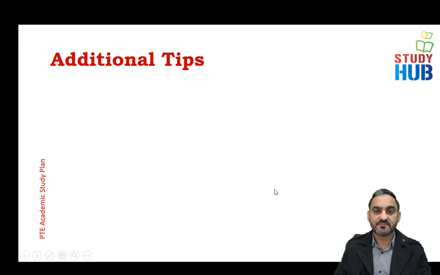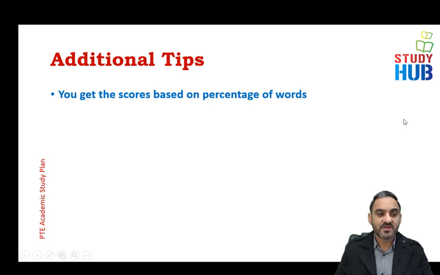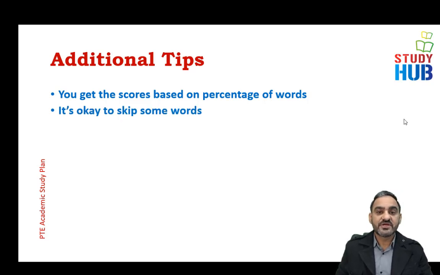Now let's have a look at some additional tips that will be very, very helpful, and you have to be very, very mindful when you deal with repeat sentences. You get the score based on the percentage of words, so never worry if you're not able to cover the whole of the sentence. The whole objective is to make sure that you're covering more than 50% of the words in order to get a good score here. It's okay to skip the words.